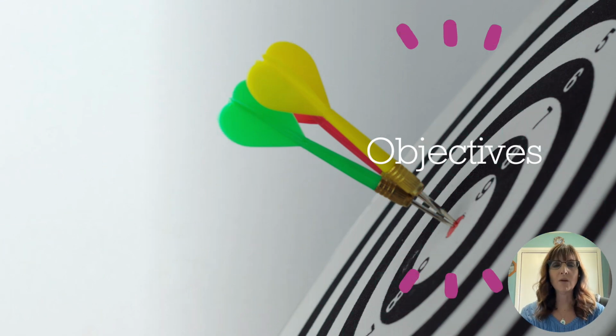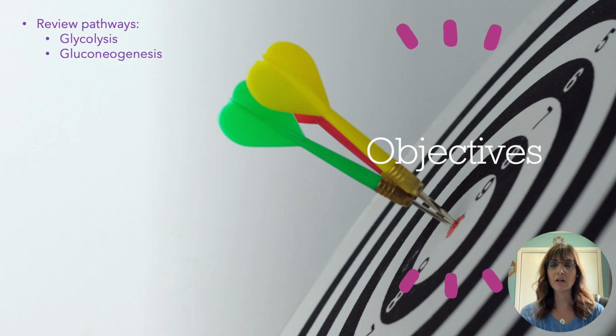Let's take a quick moment and one more time look at the objectives of this lesson. First, we're going to review the pathways of glycolysis and gluconeogenesis. And since they're so similar, we'll focus on all of the steps of glycolysis, and then we'll just point out how gluconeogenesis differs from that process.